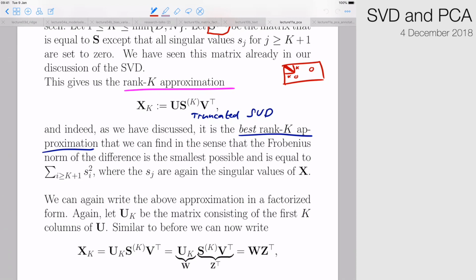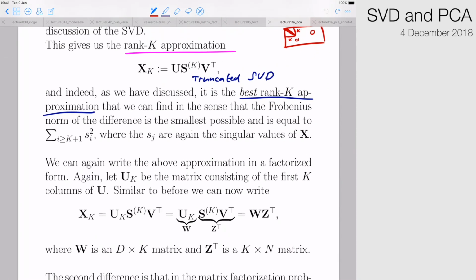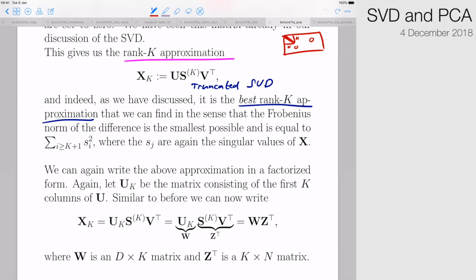So if you do the same thing here, you say my first K columns, like that's my V, and then the other one, that's my Z. Then what you have is actually, now you have a matrix factorization of this form, which has only K columns, and that's the additionally nice thing which you didn't necessarily have before.